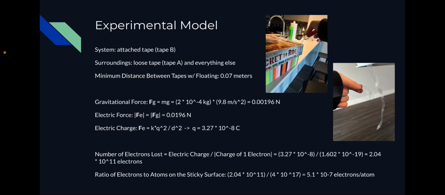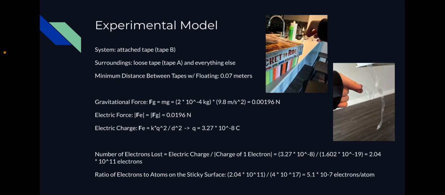For my experimental model, as I talked about briefly before, I had a system where I had a piece of tape attached between my 2 board games and a loose piece of tape that I held in my hand. The attached tape was my system, and my surroundings was the loose tape and everything else. And as I moved the loose tape closer, the attached tape started to float away. And the minimum distance between the tapes when they were floating away was 0.07 meters in my experiment.